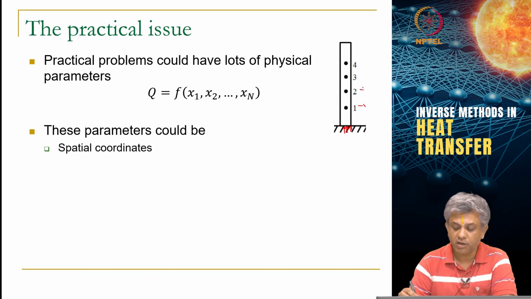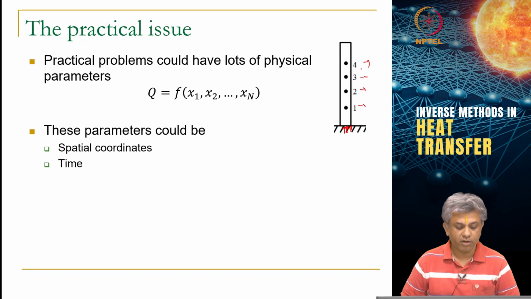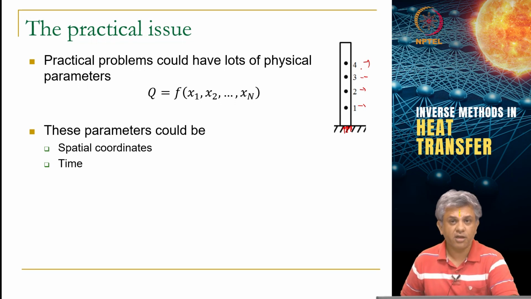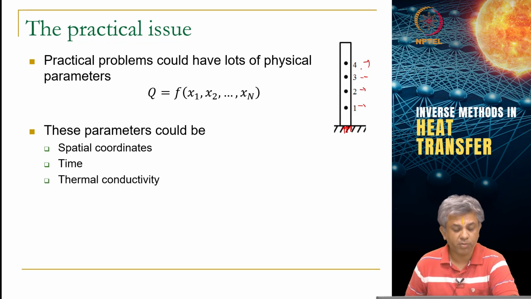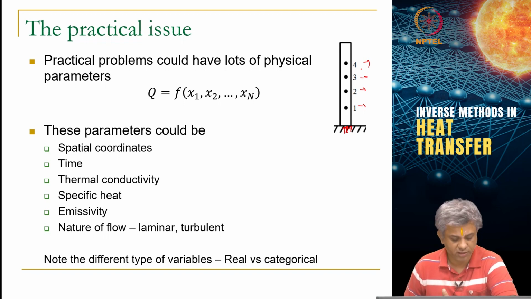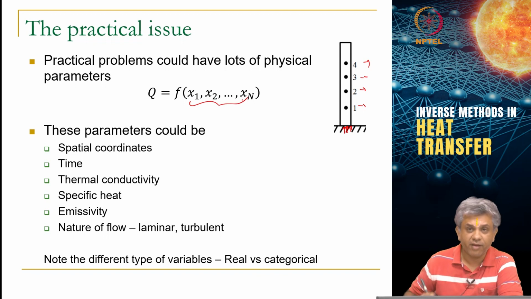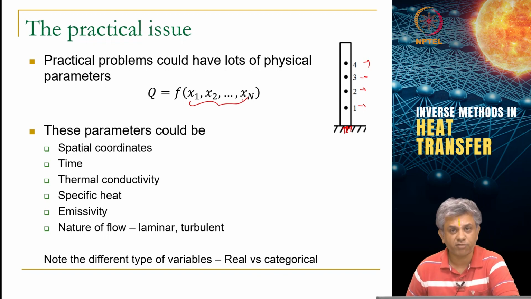It could depend on the temperature measurement here. It could depend on what time it is, in case it is an unsteady problem. It could depend on the thermal conductivity, the specific heat of the material, emissivity in case there is radiation, whether it is laminar flow, whether it is turbulent flow around it, all sorts of things. Okay, so, there are a whole bunch of variables that are sitting here, like I said, x1 through xn. Every single thing is actually a parameter of the problem.